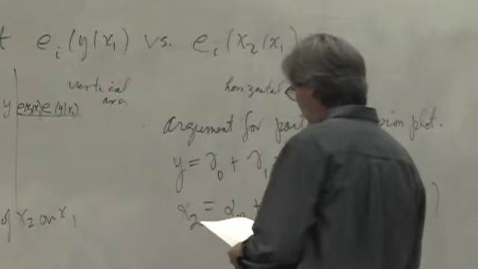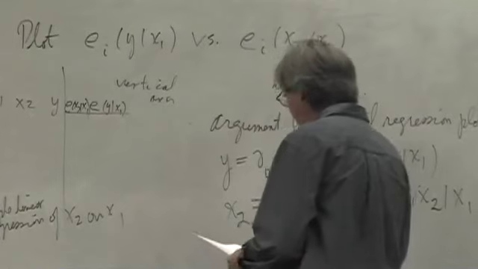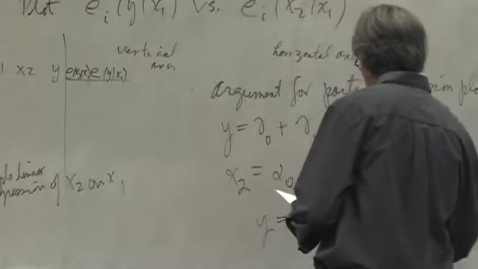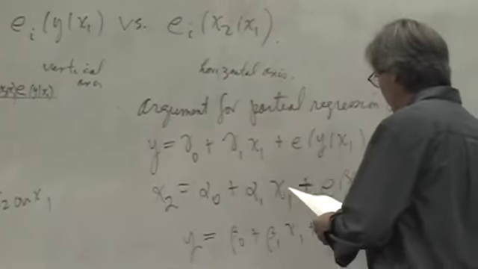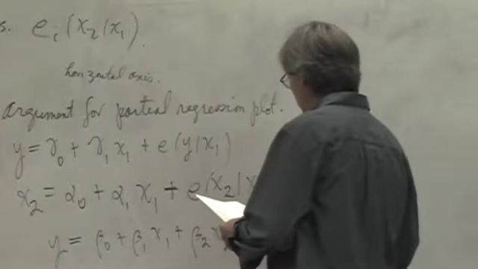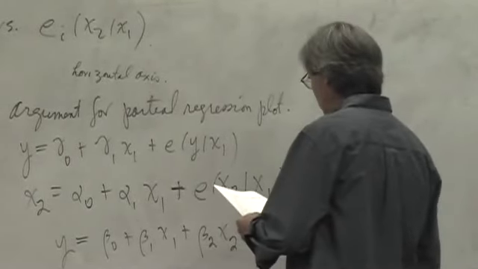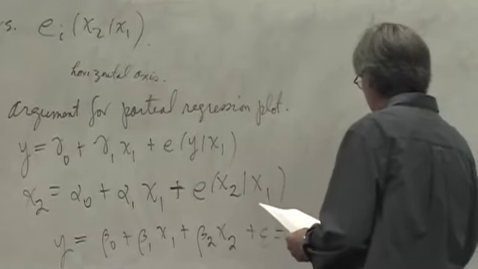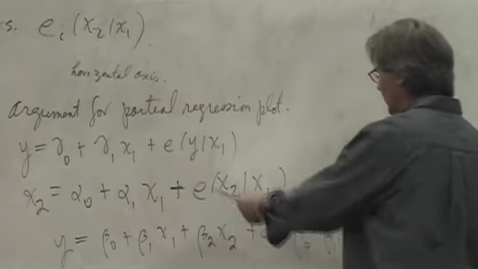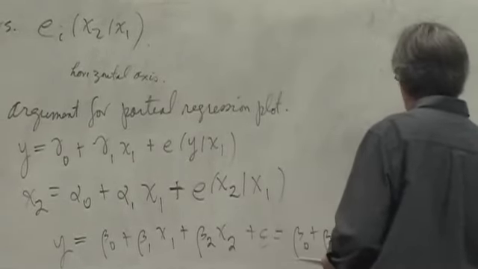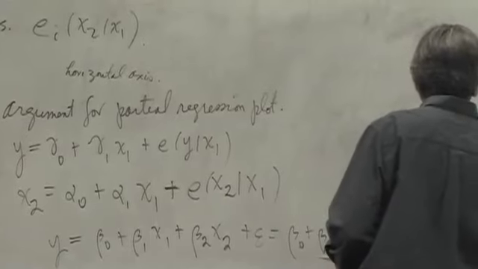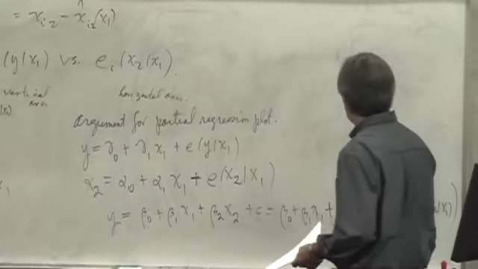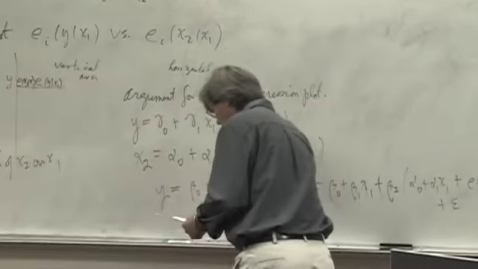So, what do I have? I have y, but now I rewrite y. Y is beta 0 in the true model plus beta 1 x1, plus, in the full model here, plus beta 2 x2 plus epsilon, equals beta 0 plus beta 1 x1. Now I'm going to plug in what x2 is from the second equation, plus beta 2 times x2, which according to the second equation is alpha 0 plus alpha 1 x1 plus e x2 given x1. And then plus an epsilon here. Now combine terms.